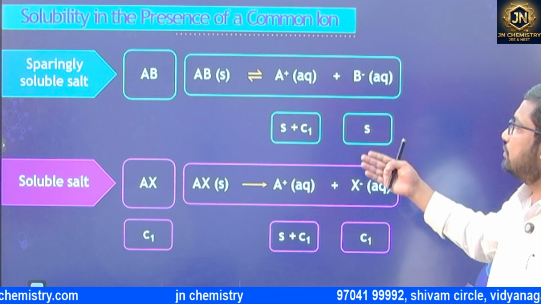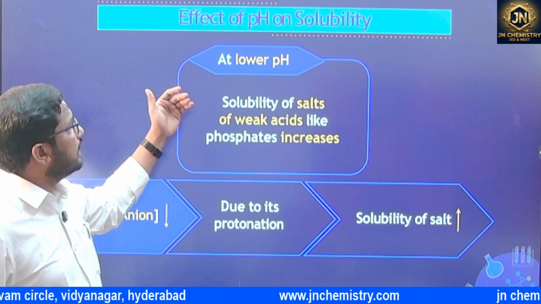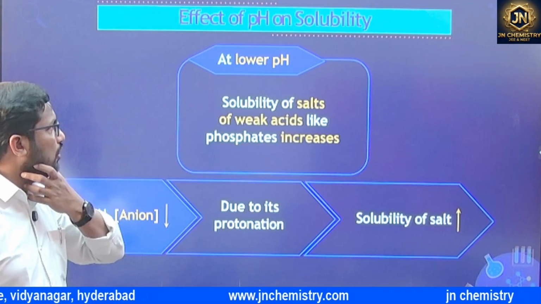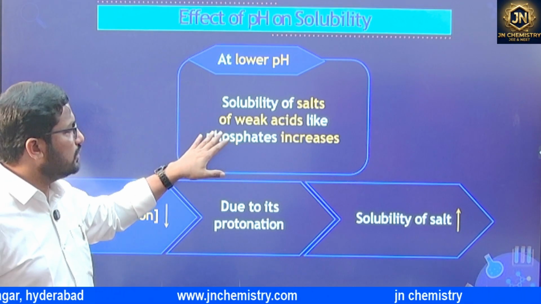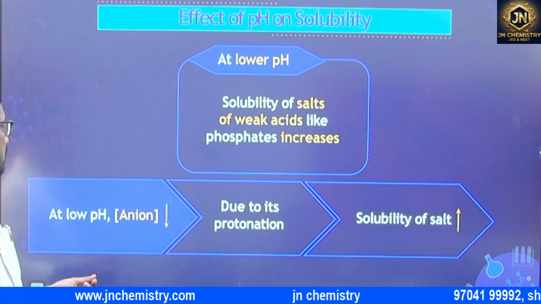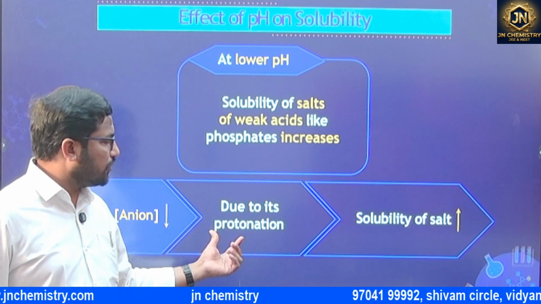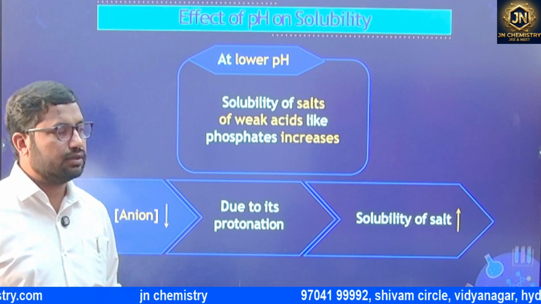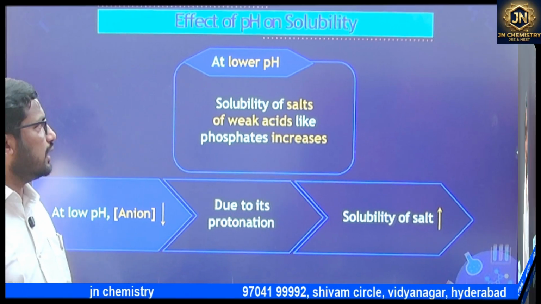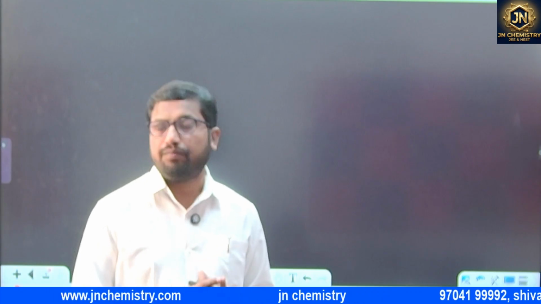This is of course the same as equilibrium problems. Now, effect of pH on solubility: at lower pH, the solubility of salts of weak acids like phosphates increases. At low pH, anions decrease due to protonation, so the solubility of the salt increases. Write it down. This is about ionic equilibrium. Almost all we did: chemical equilibrium and ionic equilibrium discussed in detail.